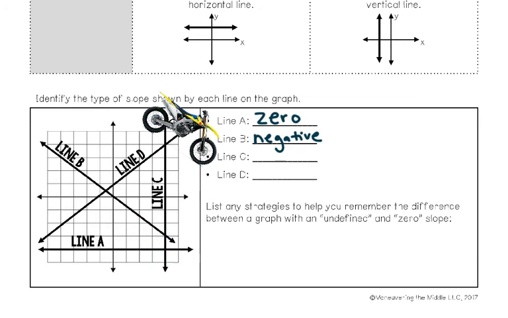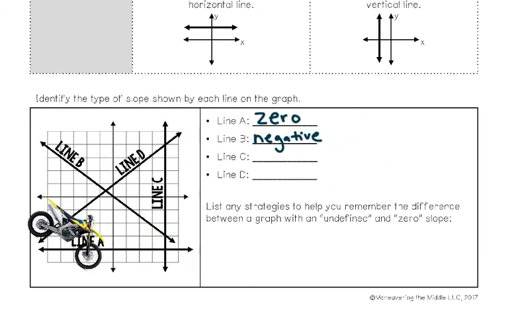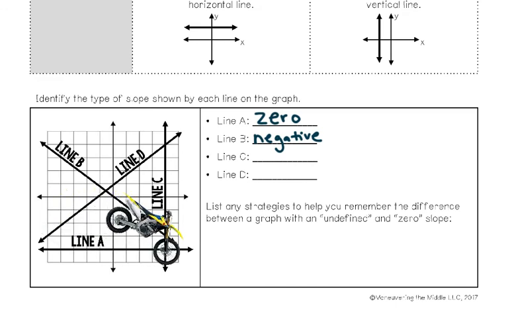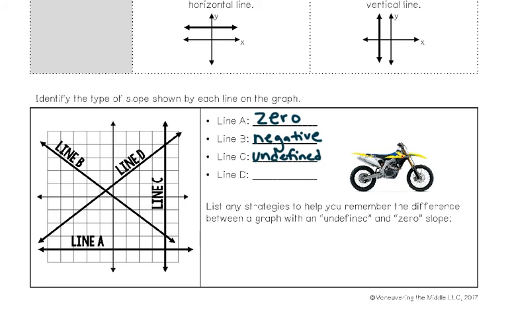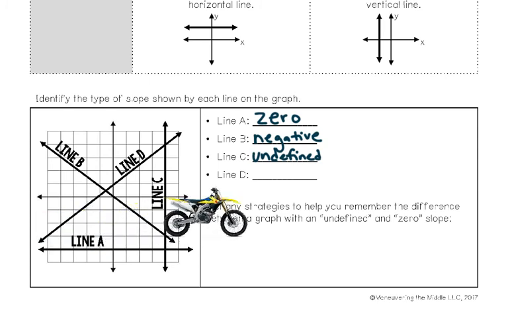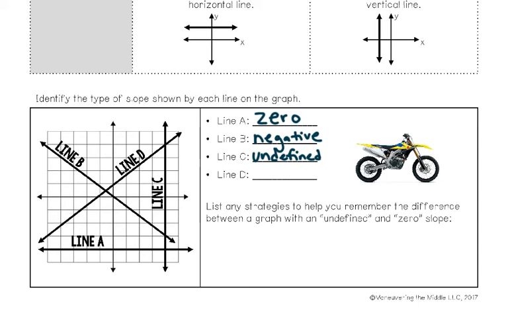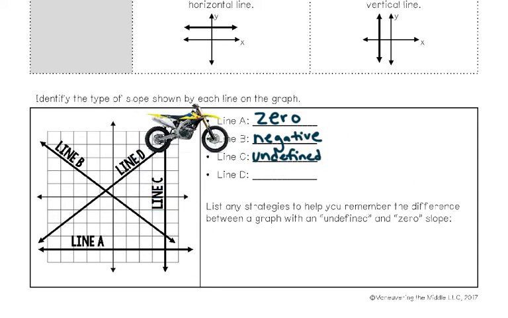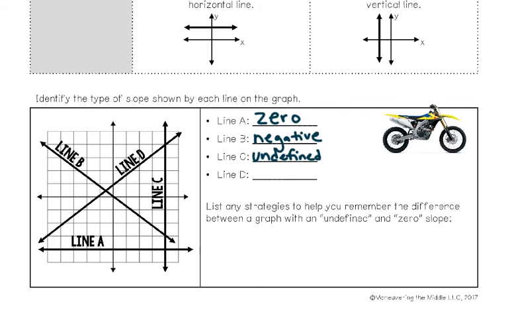Let's find line C. Let's try to put our dirt bike on it. We can't because it just falls off. This is an example of an undefined slope. A lot of people will confuse zero slope and undefined slope. But the difference is with a zero slope, I can put my dirt bike on it and I can travel across it. It's like flat land. Line C is undefined because I can't even put my dirt bike on it. If I keep my dirt bike straight like it should be, I can't put two wheels on it. There's no possible way to do that, so it's not defined.